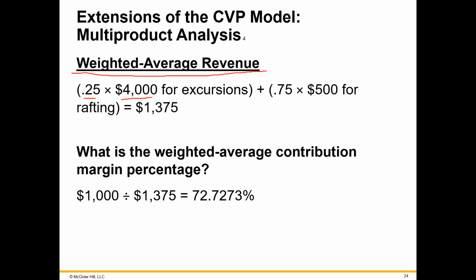And what about the weighted average contribution margin percentage? Remember that we make 70% contribution margin for excursions and 80% on rafting. So we know that when we do the weighted average, our number has to be somewhere between 70 and 80%. So again, this is an important test-taking skill to have. If your two categories give you 70% and 80% contribution margin, and you have to average them together, then your figure has to be somewhere between 70 or 80.